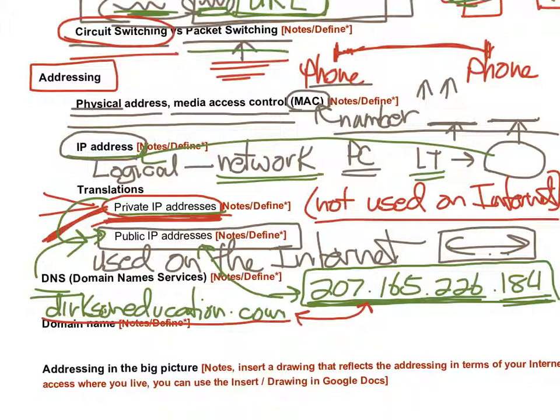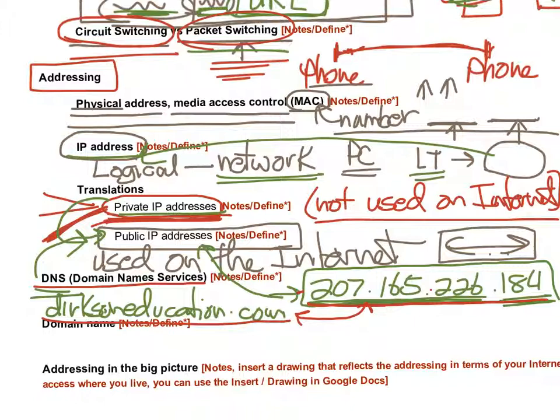So when you're at home, you could type in DirksenEducation.com. It'll get converted to this address because of DNS, domain name services. And then this address will packet switch. Remember up here we talked about packet switching? Way up there. It'll packet switch it through the internet and get it to my server.